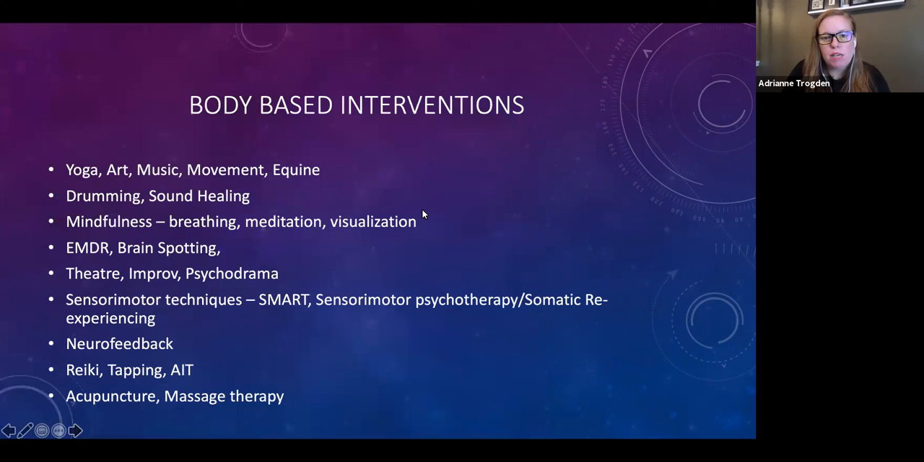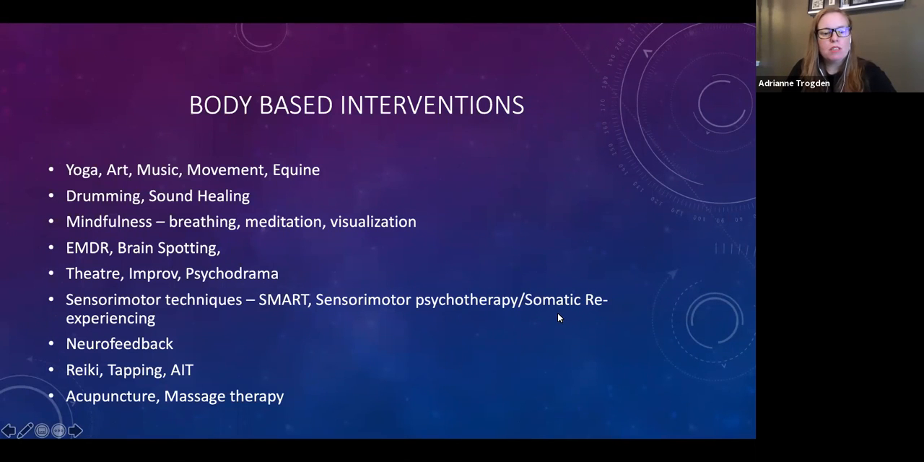So what are some body-based interventions that we could use? Not that you necessarily have to learn all of these things, but you might refer clients to some of these services if you don't do them at your treatment program or you don't do them in your practice. You could always look for other practitioners that do some of these things and share it with them.